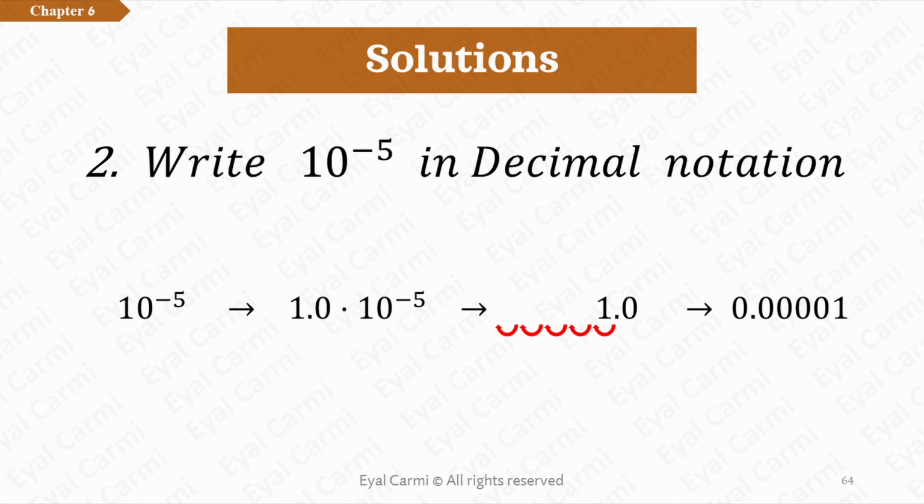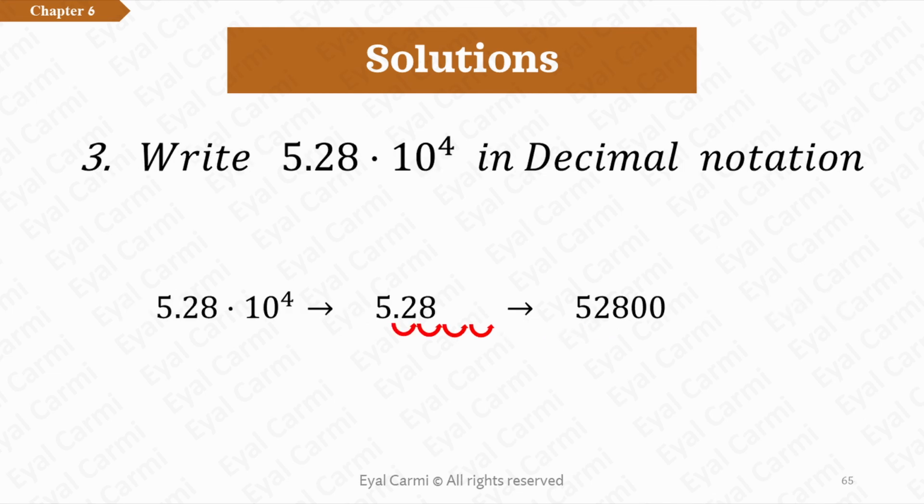Solution 2. 10 to the power of minus 5 can be written as 1.0 times 10 to the power of minus 5, which is equivalent to writing 1.0 and moving the decimal point 5 steps to the left, which results in 0.00001.